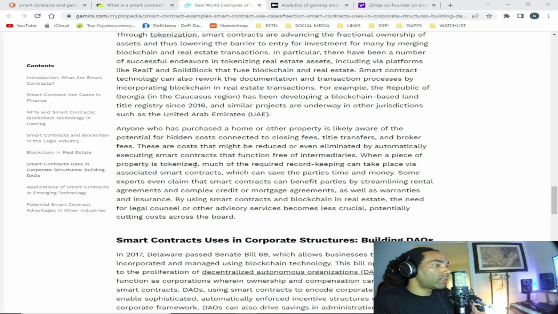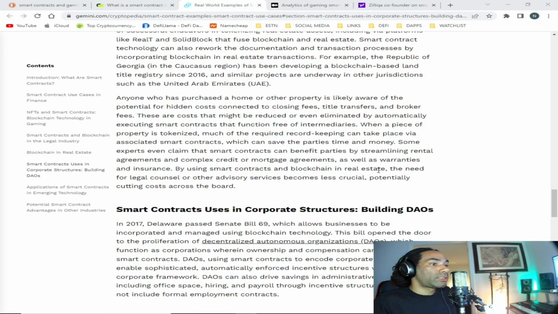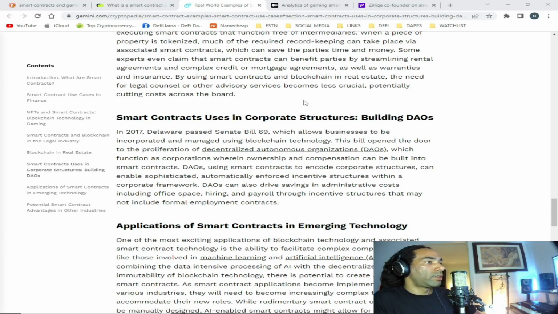When a piece of property is tokenized, much of the required record keeping can take place via associated smart contracts, which can save the parties time and money. Some experts even claim that smart contracts can benefit parties by streamlining rental agreements and complex credit or mortgage agreements, as well as warranties and insurance. By using smart contracts and blockchain in real estate, the need for legal counsel or other advisory services becomes less crucial, potentially cutting costs across the board. So that's very cool.